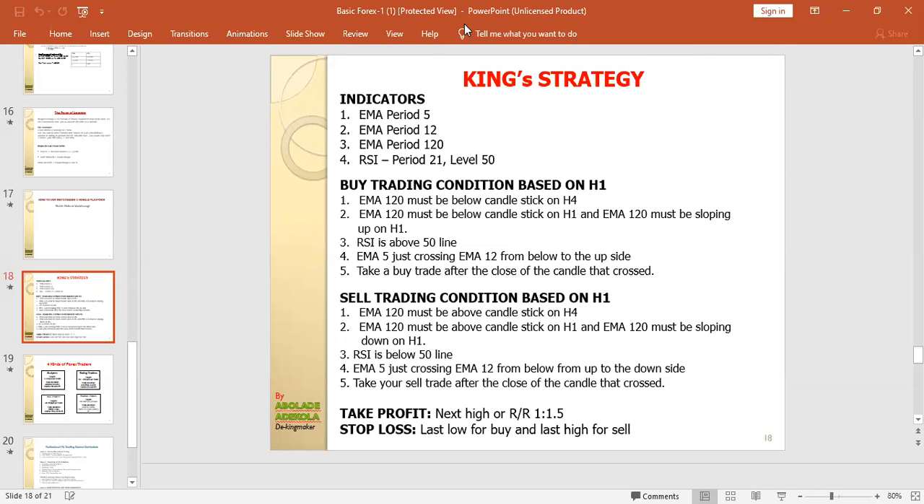So it is not compulsory that you use the signal. If you want to monitor the market yourself, good for you. You can be monitoring the market probably every 1 hour. If your eye is on a particular currency pair, you can be monitoring that currency pair every 1 hour to know when the cross happens.